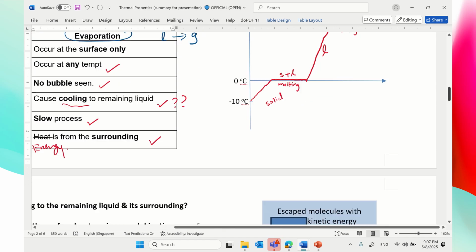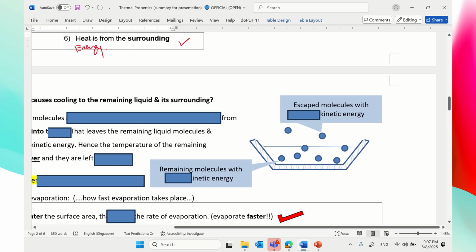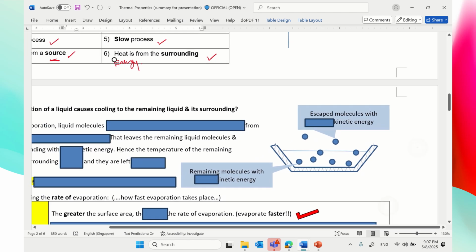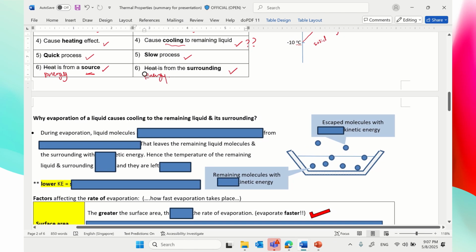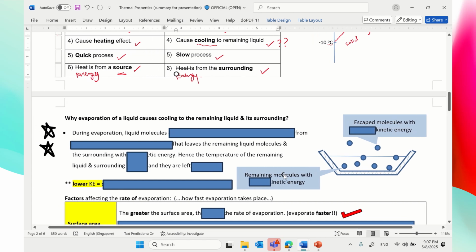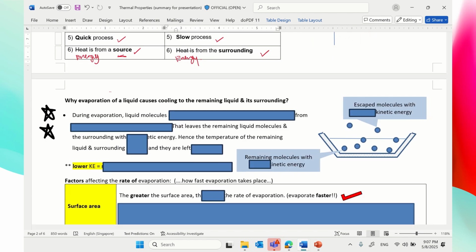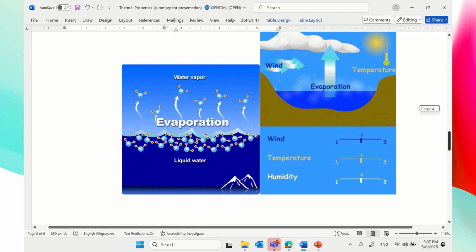All right. Now, coming to the kinetic theory, we are coming to the last part of this topic. What is the last part of it? Coming to the last part, evaporation. The last process, evaporation. As mentioned, evaporation involves molecules at the surface jumping out, escaping from the bond, from the surrounding.